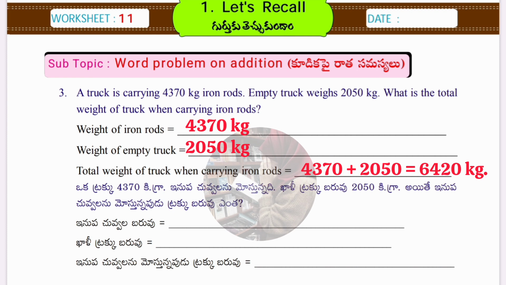Here we will do the addition, means 4370 plus 2050, which is 6420 kg, means 6420 kgs. Total weight of the truck when carrying iron rods, when iron rods is there in that truck.